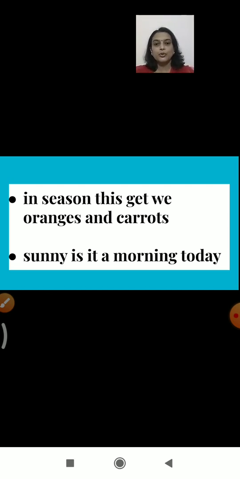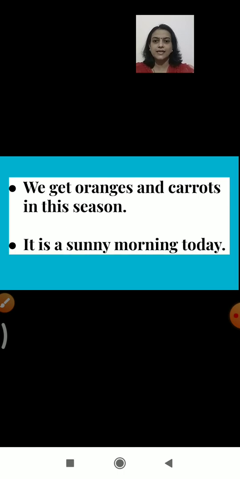But if we put these words in the right order, then they will make some sense. Let's see. Here they are. We get oranges and carrots in this season. It is a sunny morning today. So here we can see the difference, right? The words which were there in the previous slide didn't make any sense, but here they make some sense. So we can properly read them out. If we arrange the words properly, they make a sensible sentence.